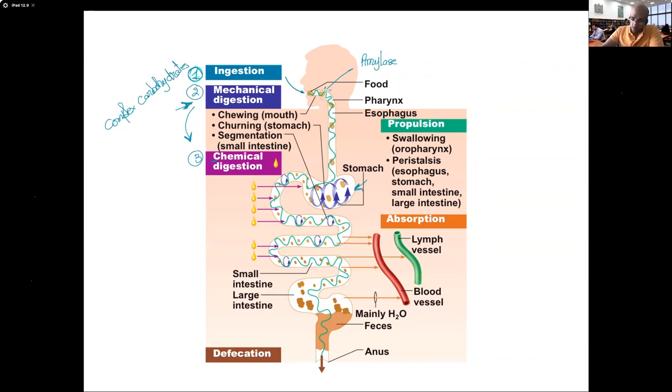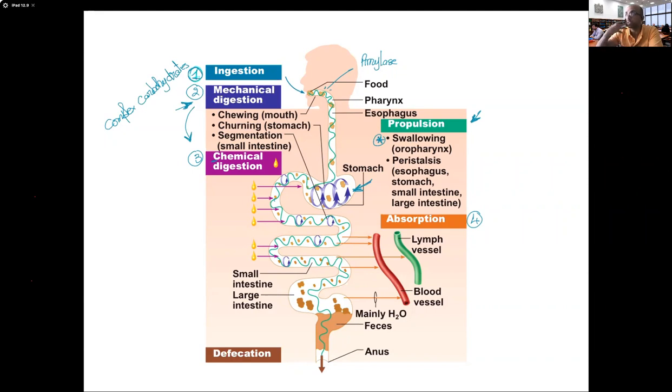All right? We're going to be performing further chemical digestion in the stomach, and we're going to be completing the chemical digestion in the small intestine to prepare the food for the next step, which is the absorption. But remember, in order for me to allow all this to take place, I need to be moving the food along the gastrointestinal tract. I need to be able to perform a propulsion of the food. And propulsion starts within the oral cavity first by swallowing.